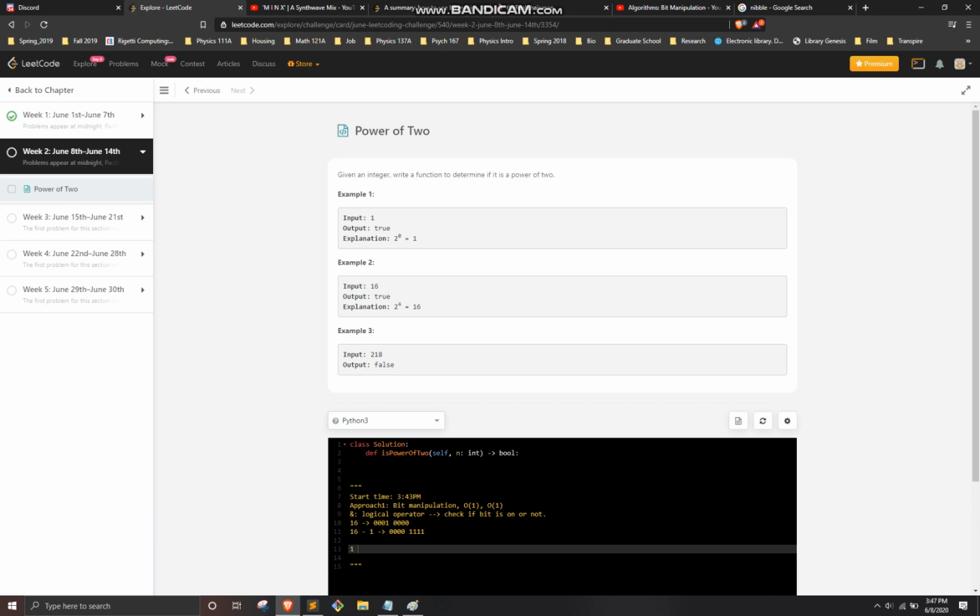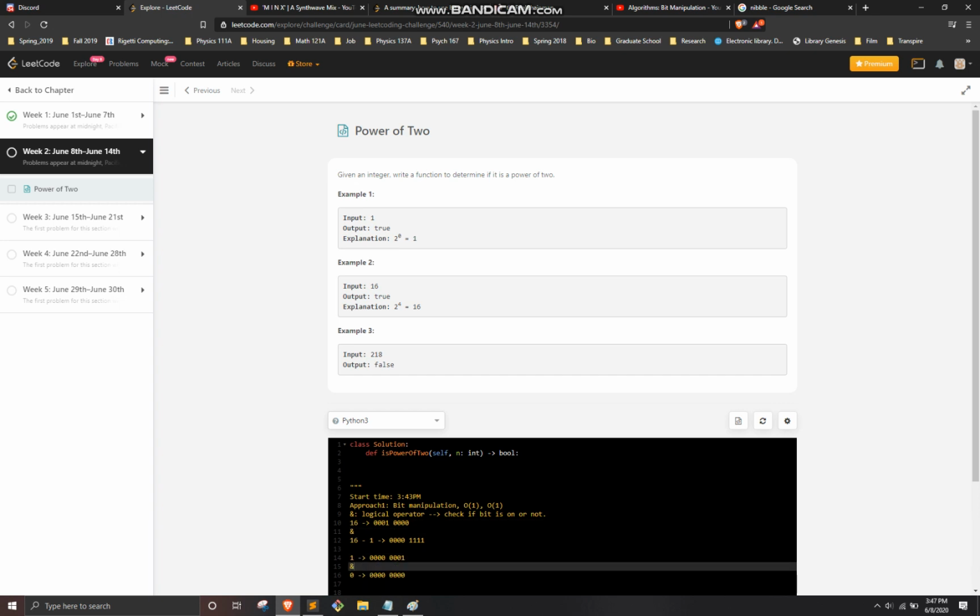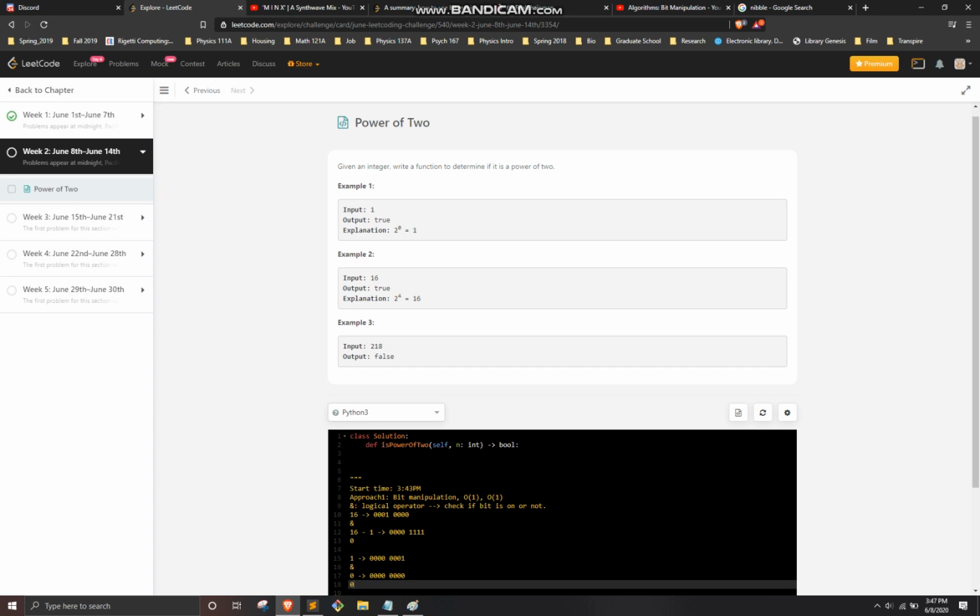You could take 1. 1 in binary is 000001. And if you subtract 1 from it, you get 000000, which obviously, if you use the AND operator between these, you get 0. Right, so if you do the AND operator, you get 0. If you do the AND operator here, you get 0.